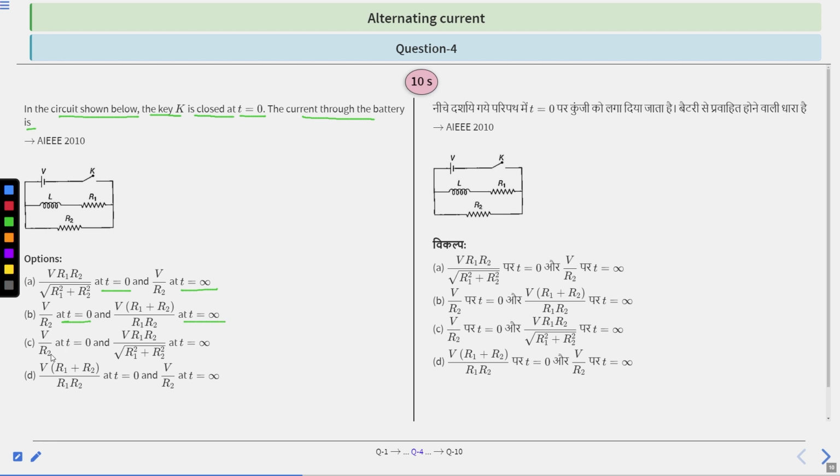Option C, V divided by R2 at t equal to 0, and V R1 R2 divided by under root R1 plus R2 square at t equal to infinity. And option D, V into R1 plus R2 divided by R1 R2 at t equal to 0, and V divided by R2 at t equal to infinity. So which option is correct? Option A, B, C, or D? You have 10 seconds to solve this question. After 10 seconds, we will provide the solution.